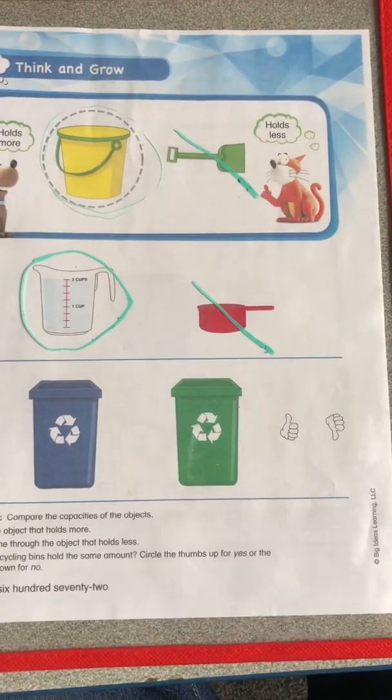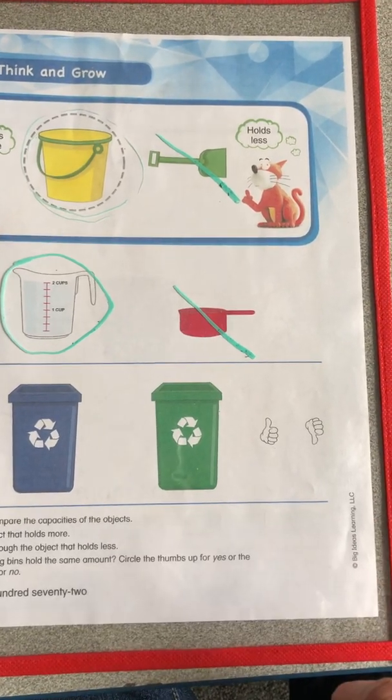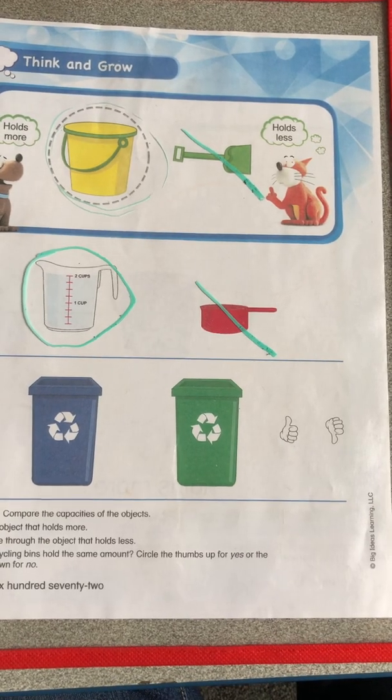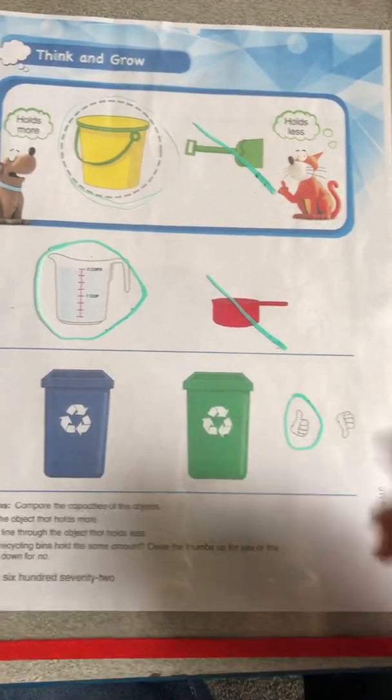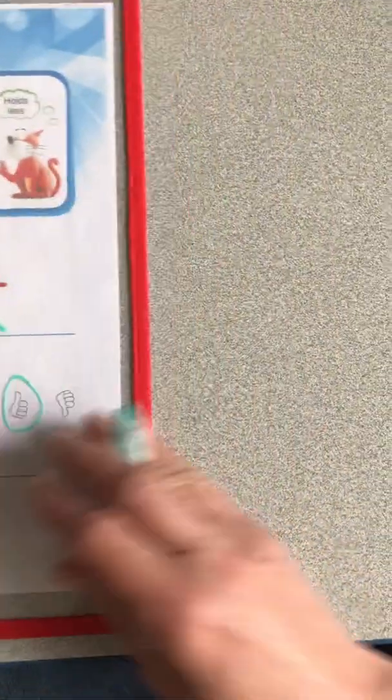So circle the thumbs up if they hold the same amount. Circle thumbs down if they hold different amounts. So you should have circled thumbs up. They hold the same amount. All right.